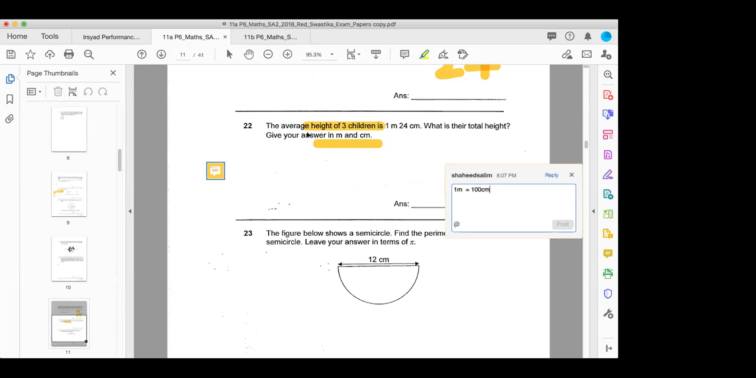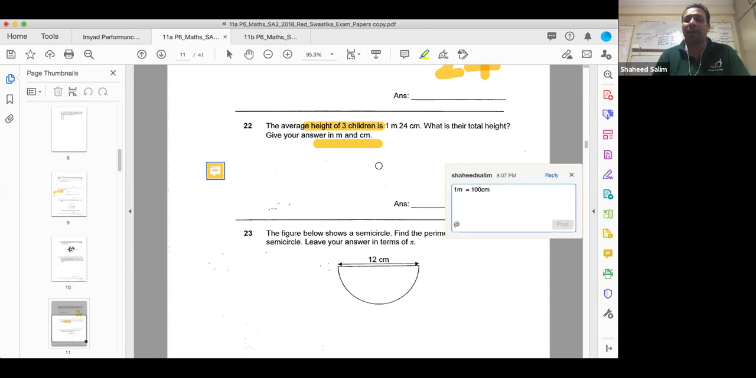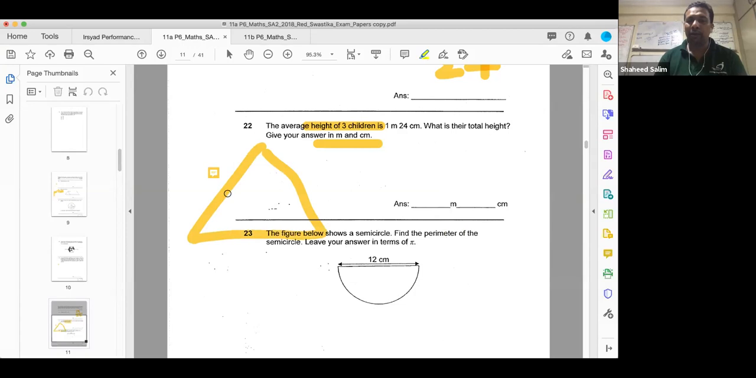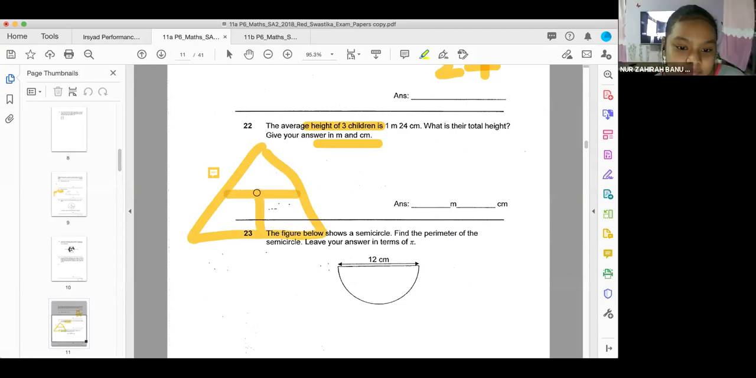So then, the average. Remember how to do average? Average height is 124 cm. 3 persons' height, how to find? Total equals the average times the number of children. Total equals average height times the number. Remember not? Forgot? Okay, I draw a T down here.